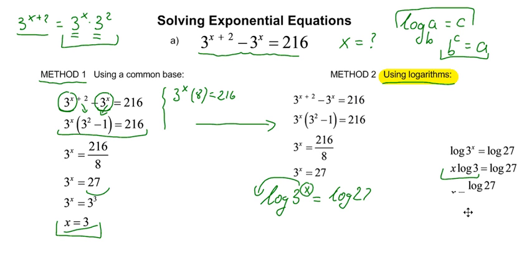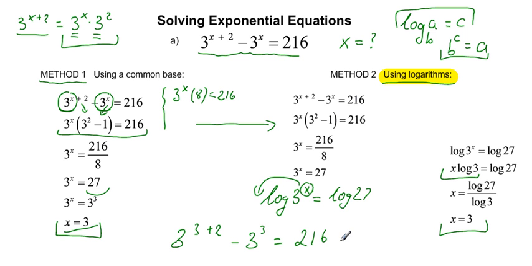Now we have to find x. x is found as this number divided by log 3. In the process of division, you get the same solution. And you always must check if that does work. By inspection, you would say 3 to the power of 3 plus 2 minus 3 cubed should give you, and you do the calculations, 216. There you go.